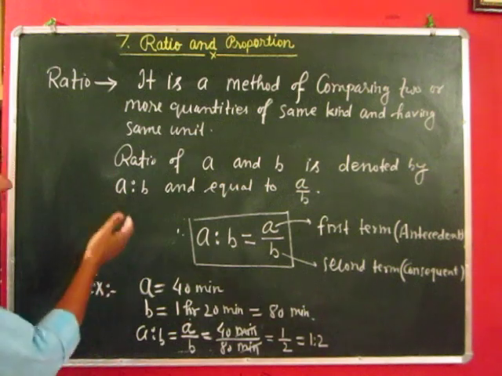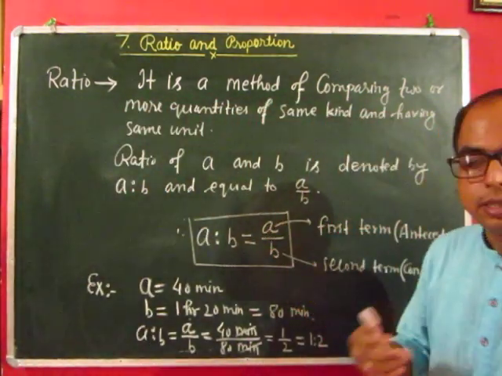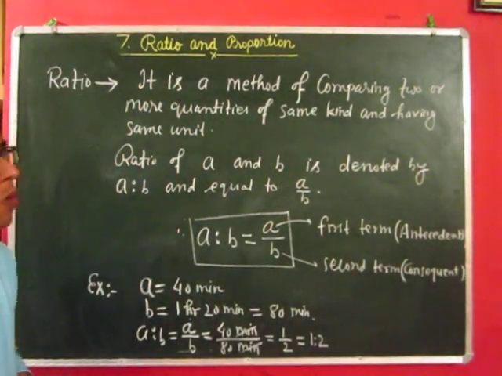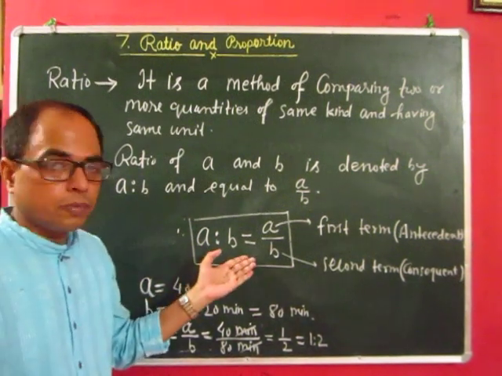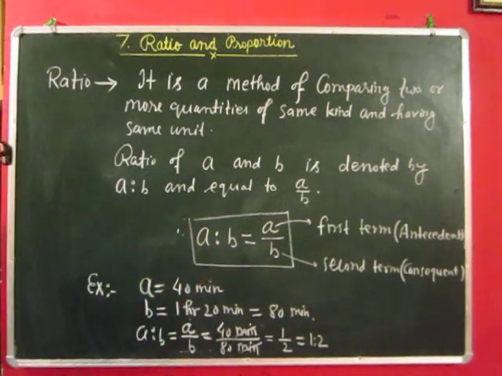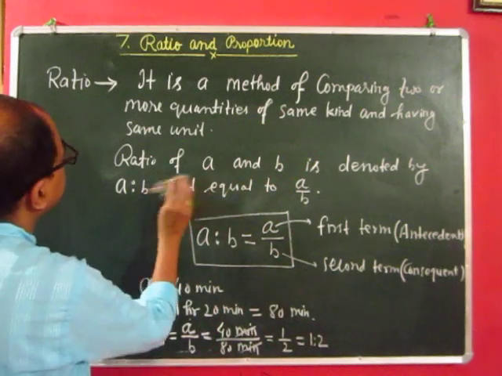So this is the meaning of ratio of two quantities. I have discussed here ratio of two quantities. In the same way you can discuss the ratio of three or more quantities. Now we are going to interpret ratio. Clear? What is the interpretation of a given ratio? So let us discuss the next point.